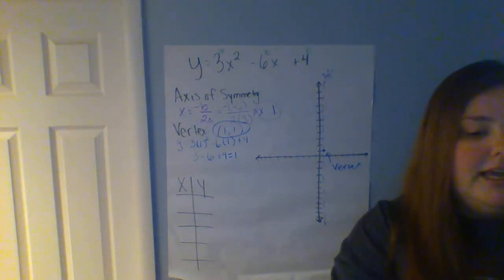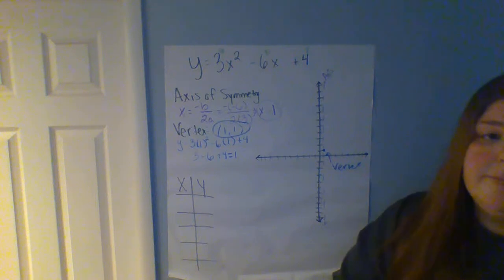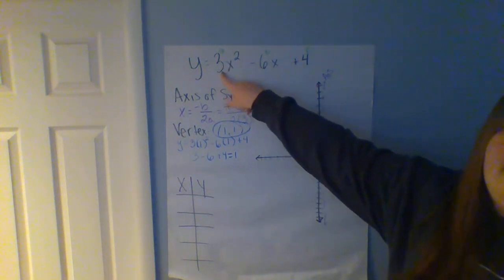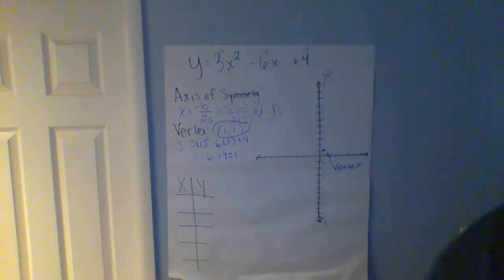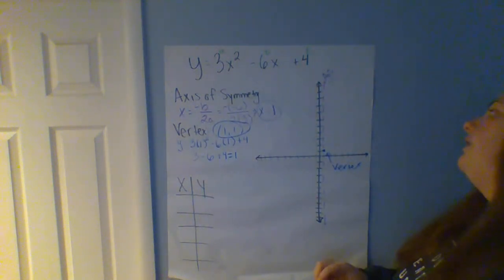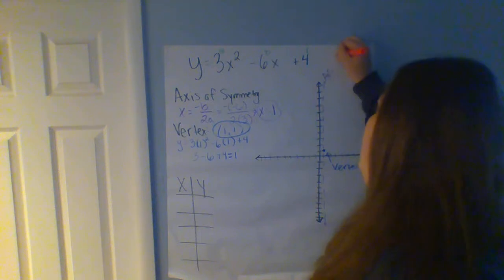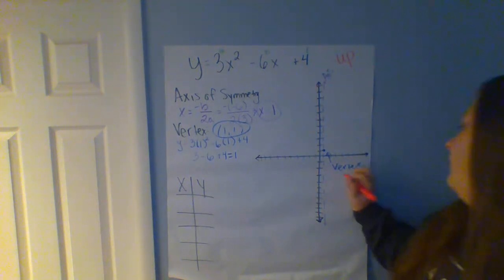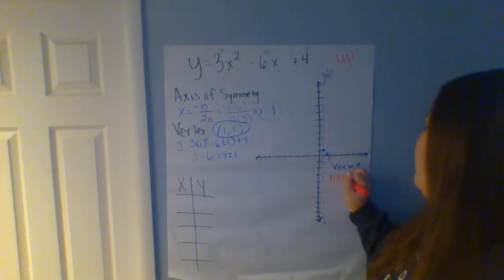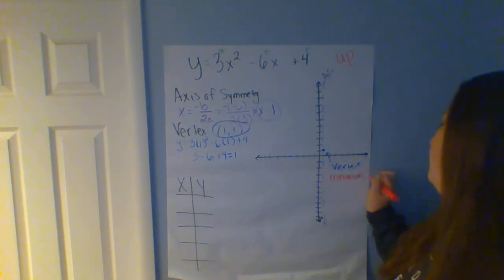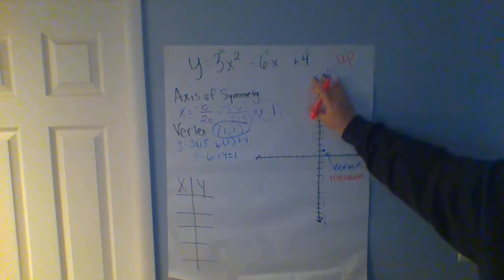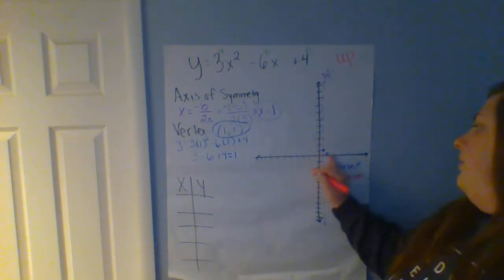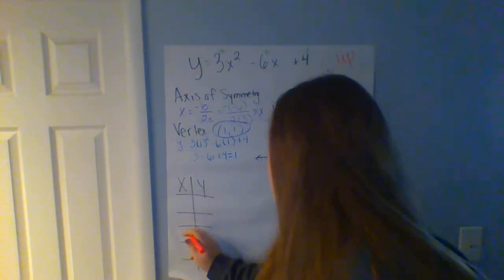Now, looking at this equation, we can figure out if our parabola opens up or if it opens down. And that's all based on this a. So in this case, our a is 3, which is positive. So that tells us that our parabola is going to open up. And that means that our vertex is the minimum point, because everything is going to be higher than that vertex, so it's the bottom point. Now, I'm going to write that vertex point into the middle of our table of values.